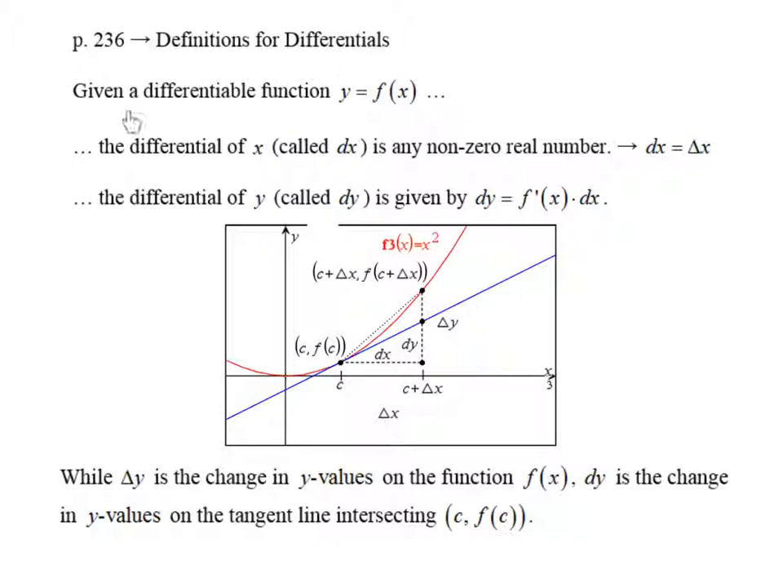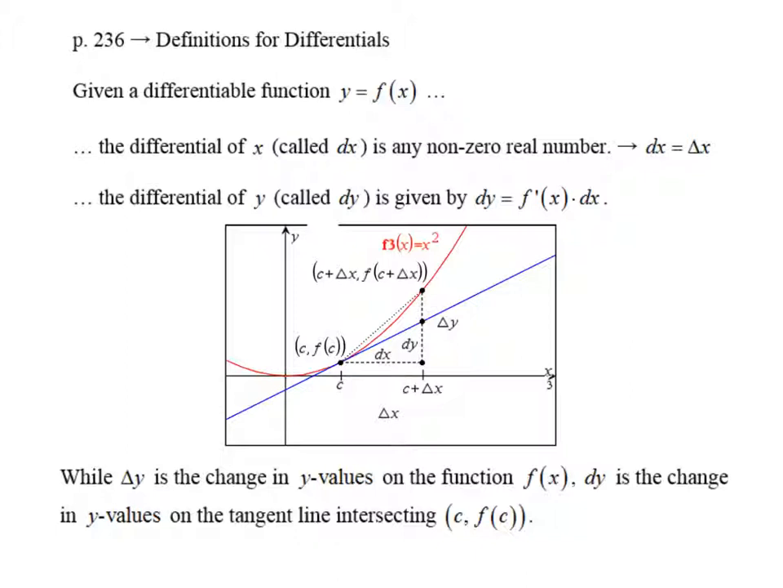Given a differentiable function y equals f of x, we will define the differential of x, which we call dx, as being any non-zero real number. You can just know that dx is basically the same thing as delta x. It's saying we're going to go ahead of this point, this point c, by a certain number of units. And now the differential of y, which we call dy, is a little different. It is given by dy equals f prime of x times dx.